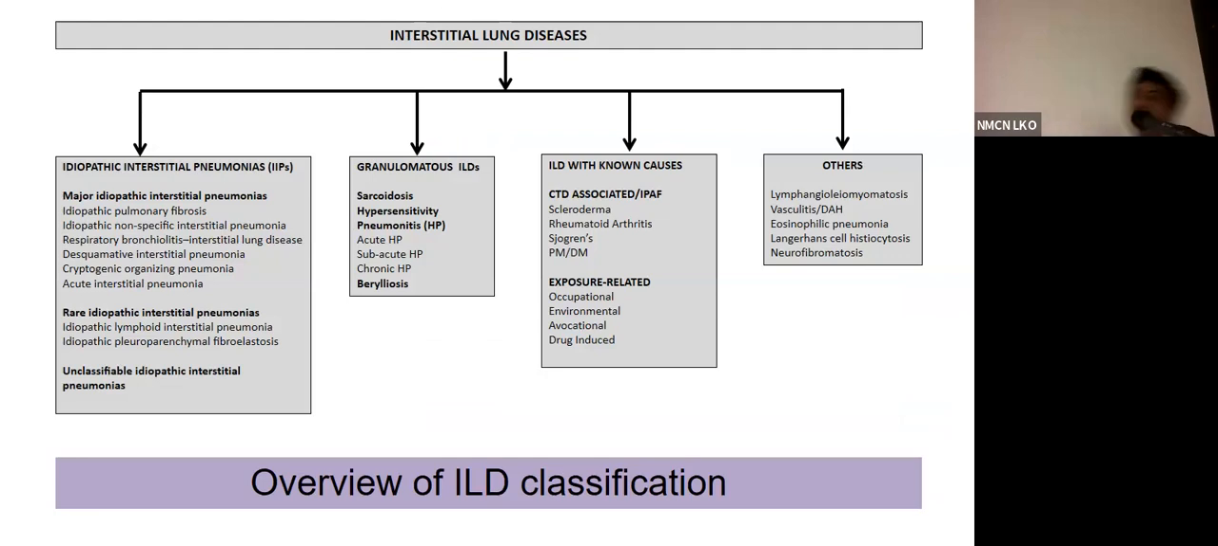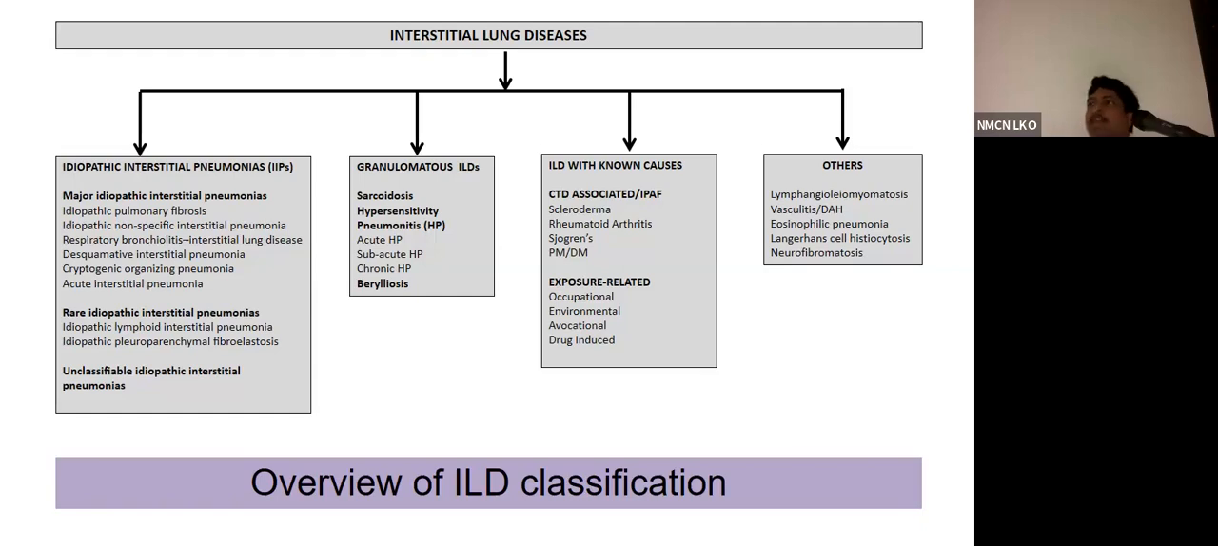Now coming to the overview of ILD classification. The first broad group is IIP, that is idiopathic interstitial pneumonia, which includes major IIPs like idiopathic pulmonary fibrosis, idiopathic NSIP, respiratory bronchiolitis-related ILD, desquamative interstitial pneumonia, cryptogenic organizing pneumonia, and acute interstitial pneumonia. Some rare IIPs are idiopathic lymphoid interstitial pneumonia, idiopathic pleuroparenchymal fibroelastosis, and unclassifiable.